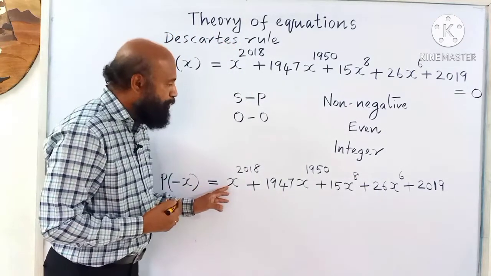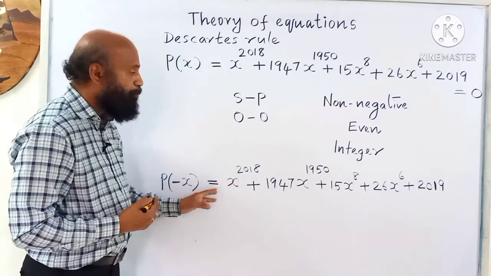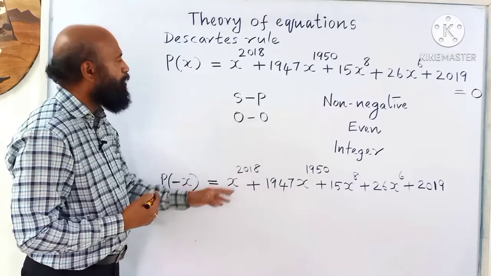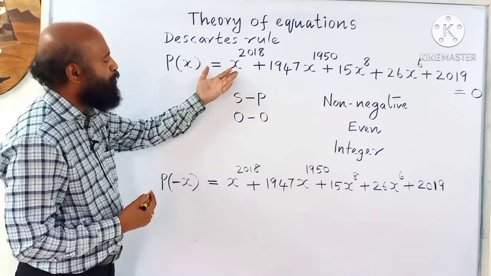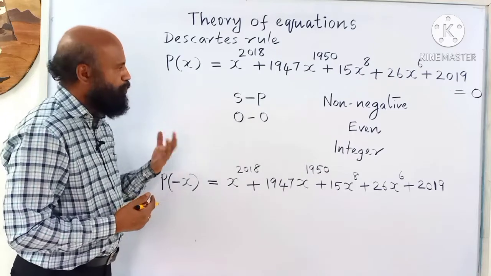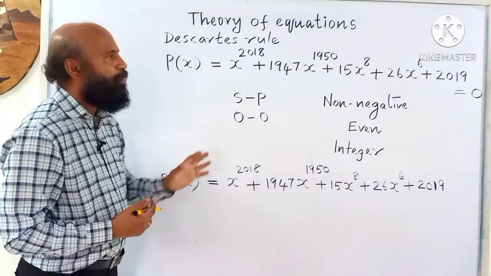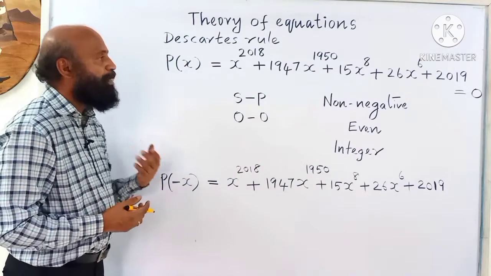So the number of positive roots of this is also 0. That means negative roots of this also 0. So there cannot be negative roots also. That means all the roots of this are imaginary.